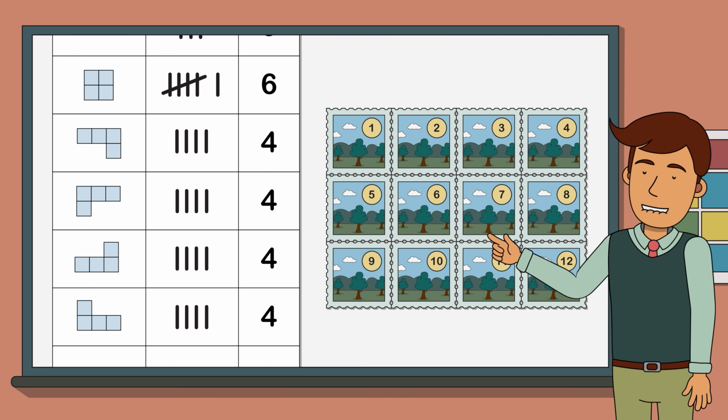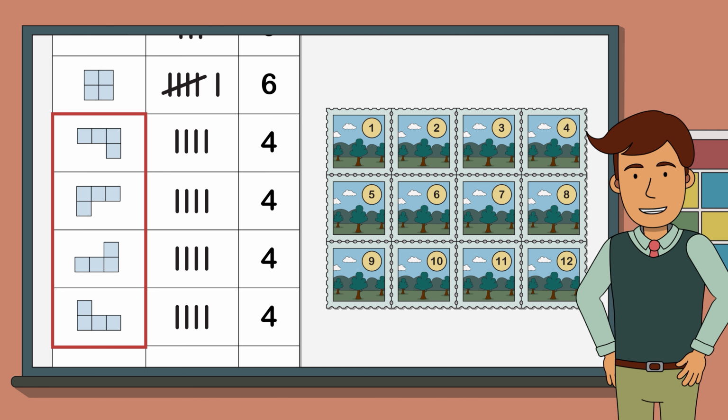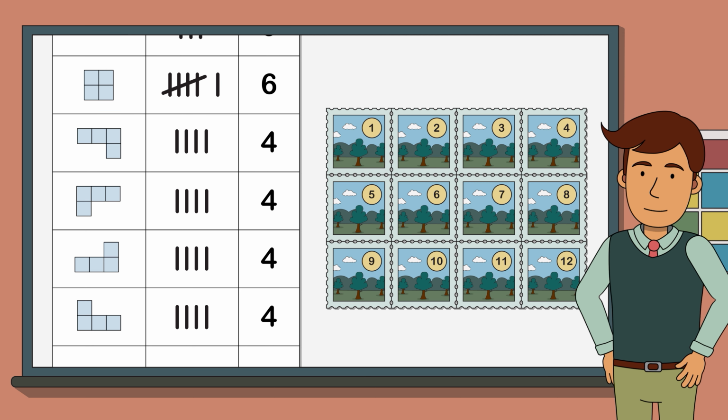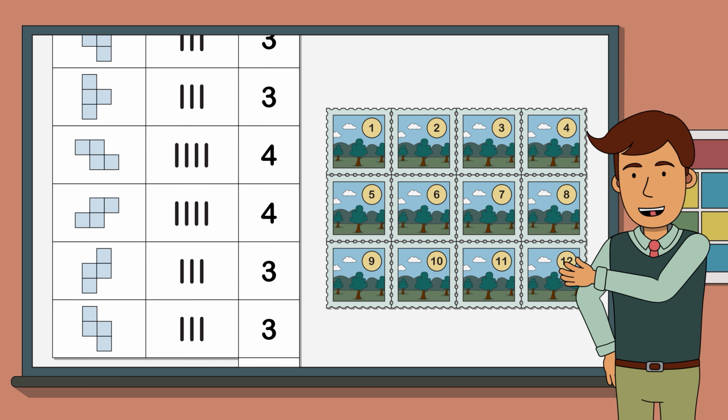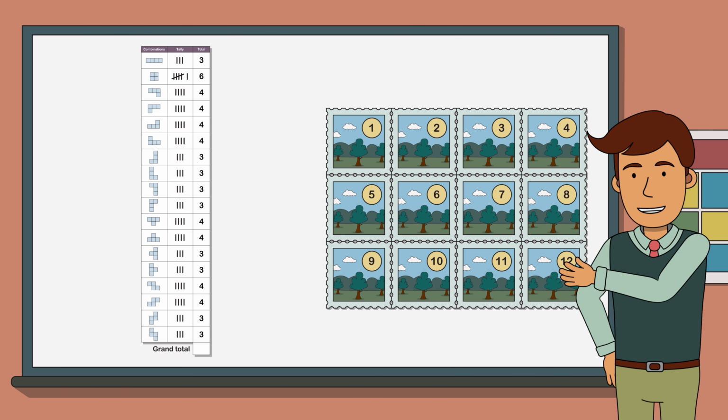Notice how we have created 4 variations of the same shape just by flipping. Rotating and flipping this shape creates even more combinations. Let's jump ahead a little. Here is our completed table of all the combinations and instances.